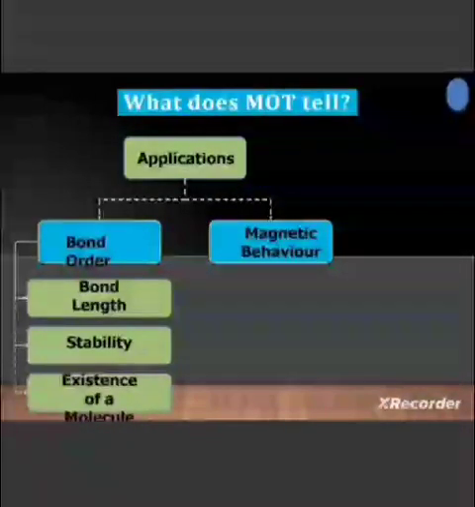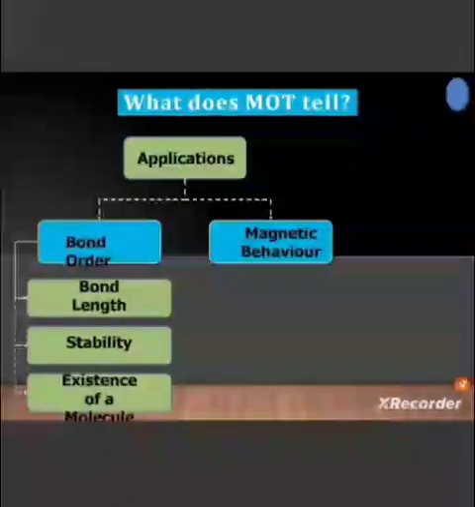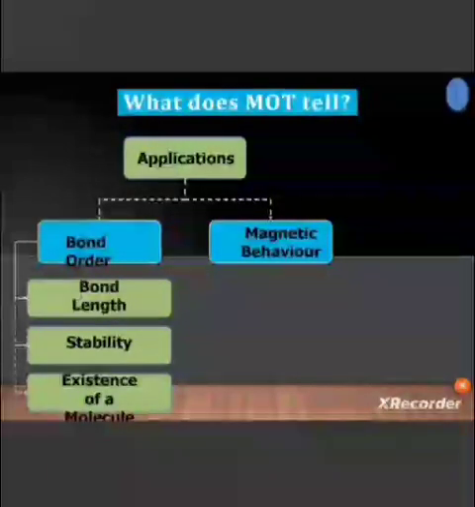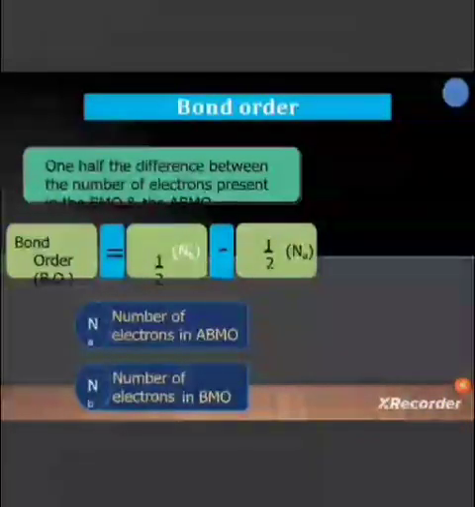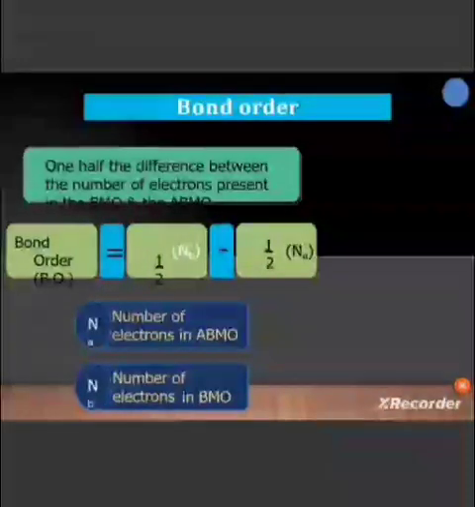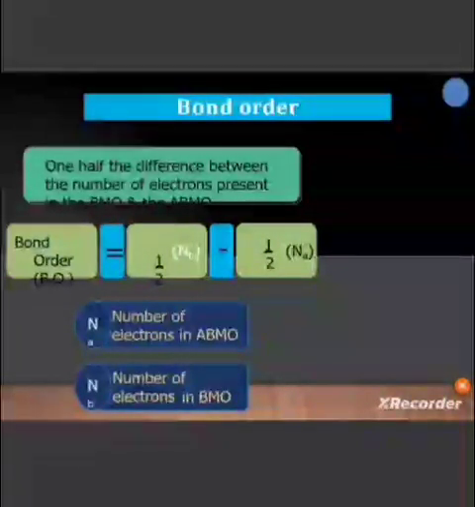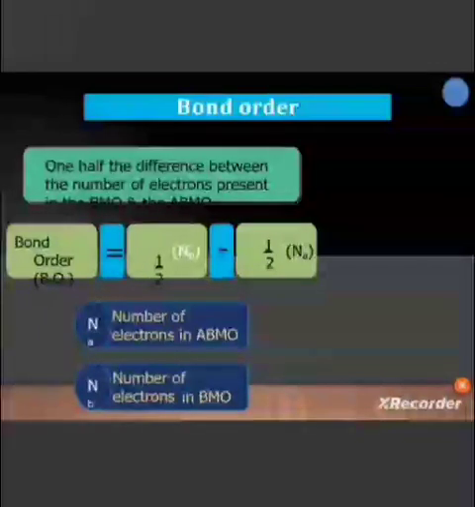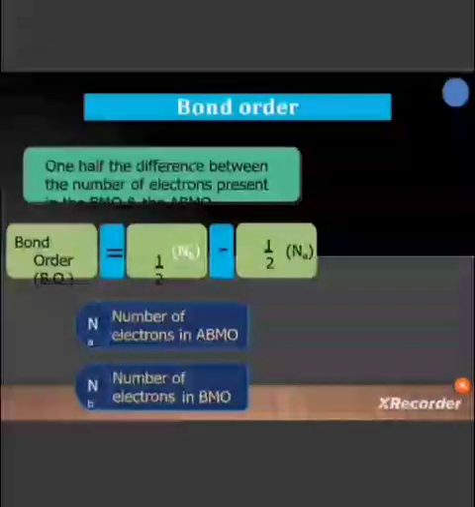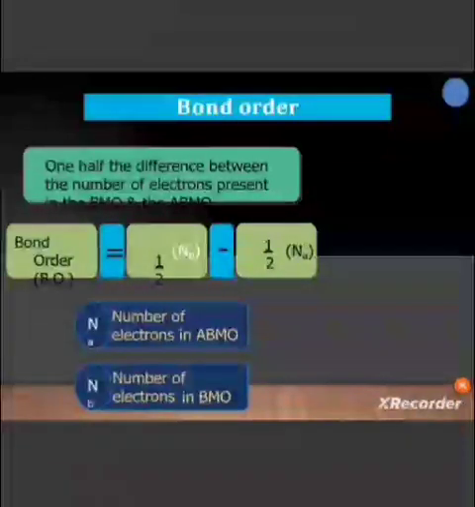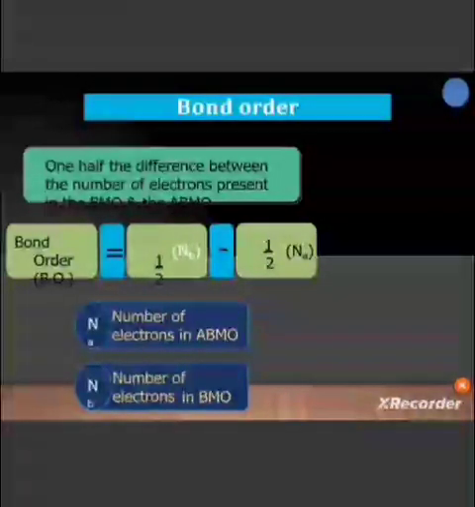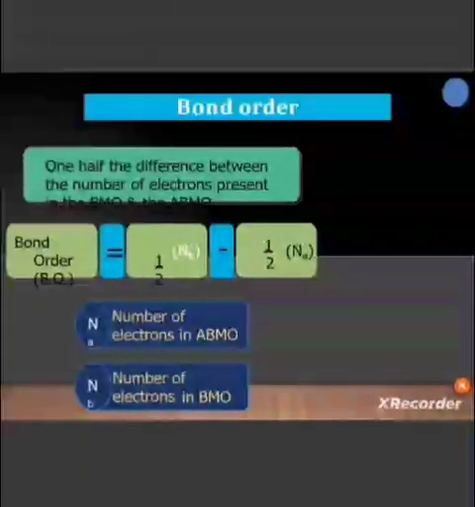Now, what does the molecular orbital theory tell us? These are the various applications which we study: bond order, bond length, stability, existence of molecule and the magnetic character. Students, magnetic behavior can be explained as: if there are unpaired electrons, the substance will be paramagnetic. If there are paired electrons, the substance will be diamagnetic. Now bond order, as we know, is half of the difference between the number of electrons in the bonding and anti-bonding molecular orbitals.